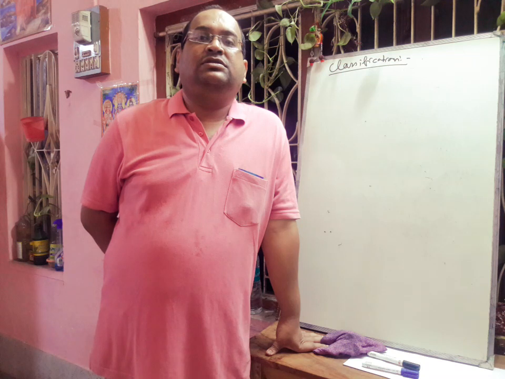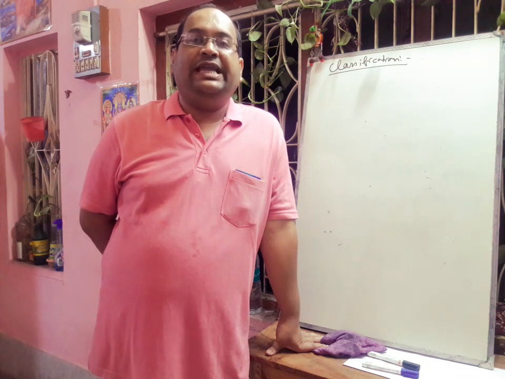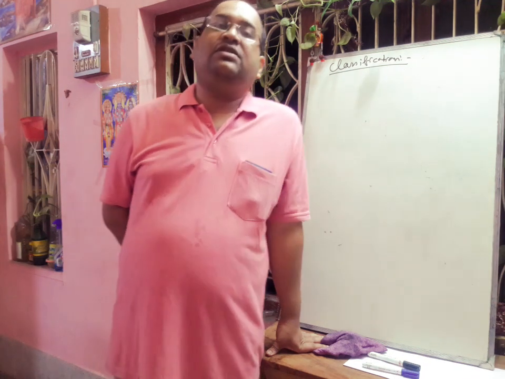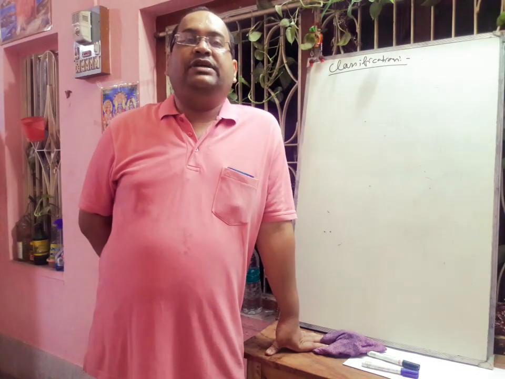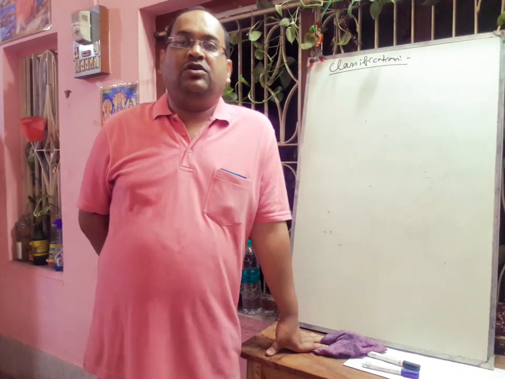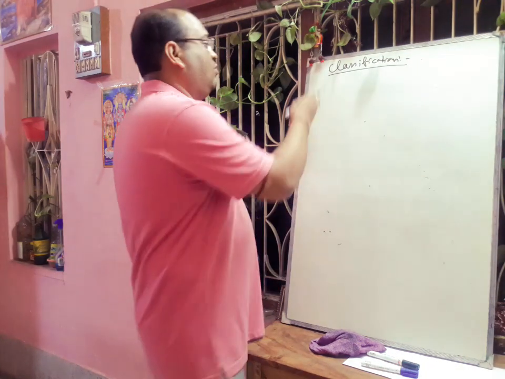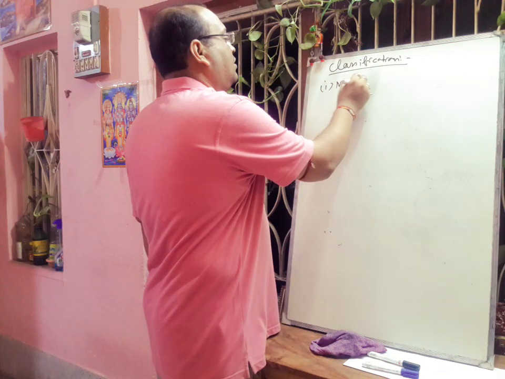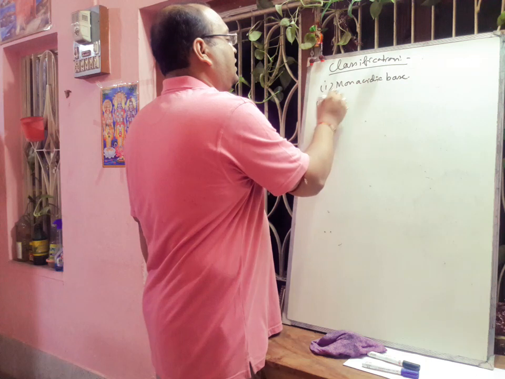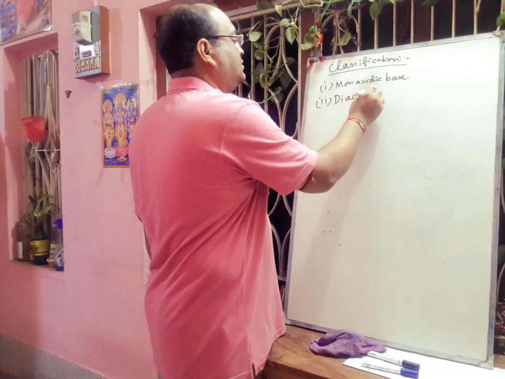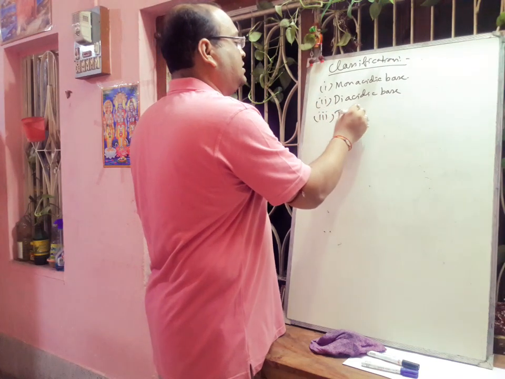If we think about sodium hydroxide, that will react with HCl, forming NaCl and water. So in this reaction, one OH minus is replaced by HCl. That is why NaOH is called monoacidic base. So based on the number of hydroxyl groups present in a base, we can write: first, monoacidic base; second, diacidic base; third, triacidic base.